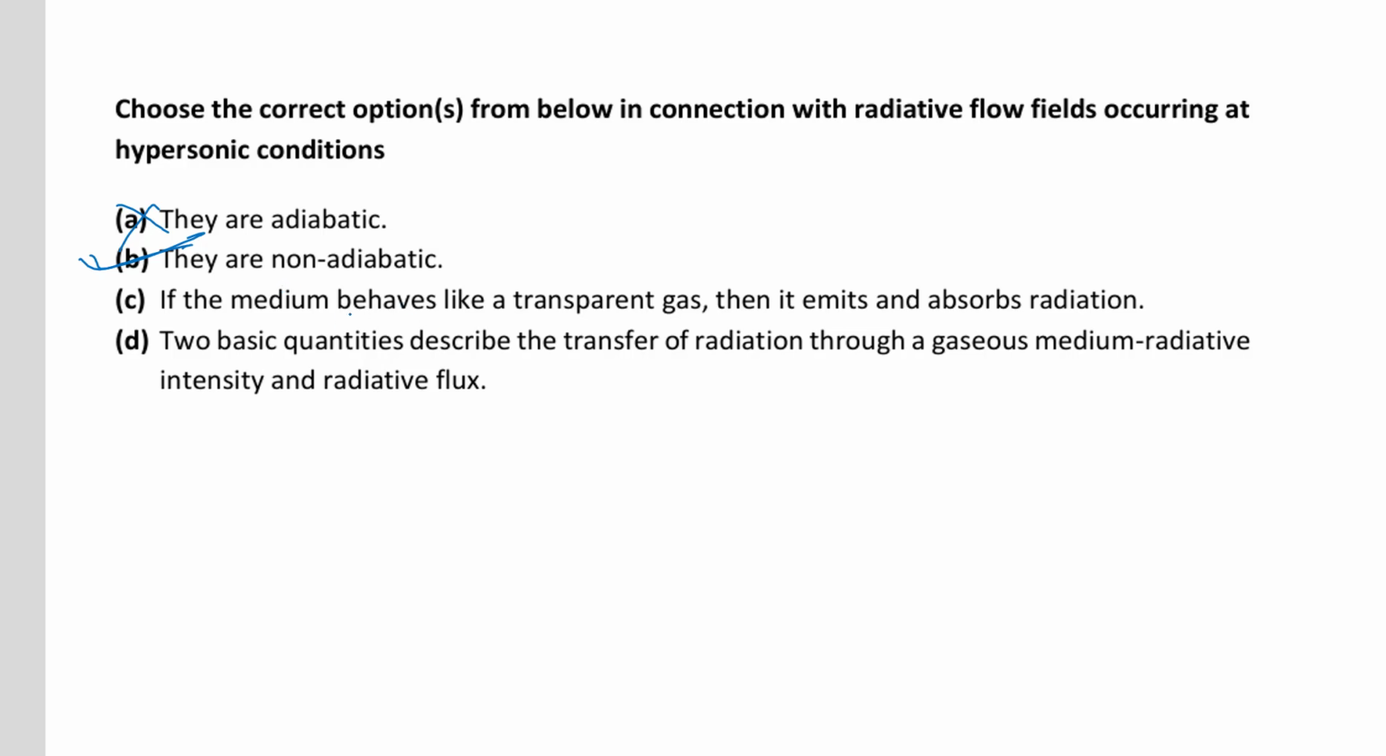Now option C: if the medium behaves like a transparent gas, then it emits and absorbs radiation. The absorption part is the wrong thing. If it behaves like a transparent gas, then it will only emit radiation. Whatever radiation passes through will go through the medium, it will directly pass. So statement C will also be wrong. And the two basic quantities which describe the radiative transfer are radiative intensity and radiative flux. This is the correct option. This is true.